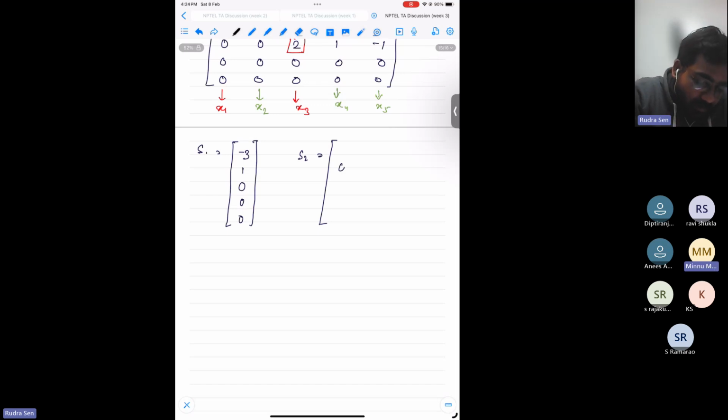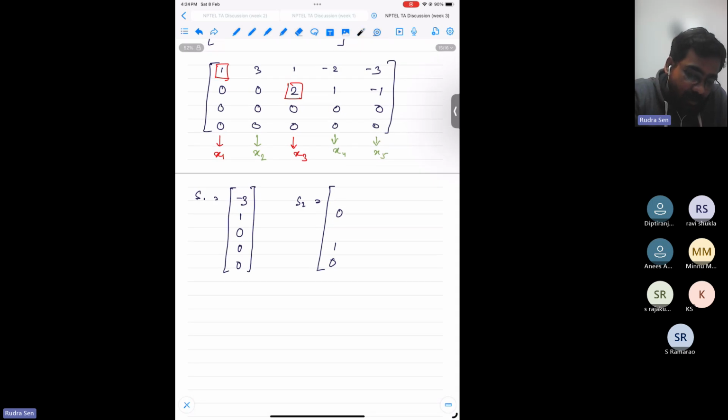Next is x2 0, x4 1, x5 0. Since x5 is 0 and x4 is 1, what would x3 be? x3 should be minus 0.5. If it is minus 0.5, then this one becomes 1 by minus 1, so minus 1 plus 1 gives 0. Now x4 is 1, x5 is 0, x3 is minus 0.5, and if you go and check, the value of x1 should be 2.5.